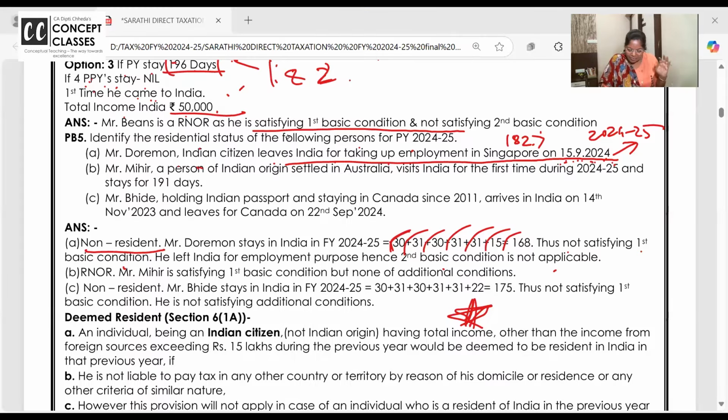Second question. Mihir, a person of Indian origin settled in Australia, comes to visit India and he is there for 191 days. Ma'am, more than 182 days in India, he is a resident.